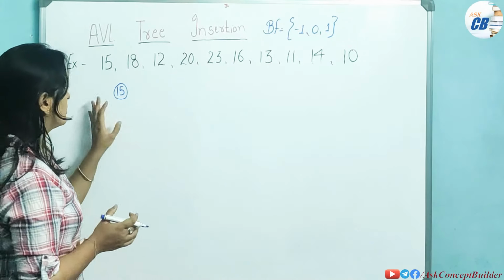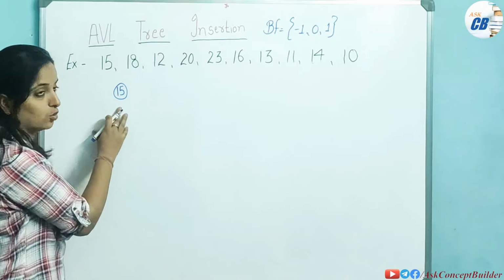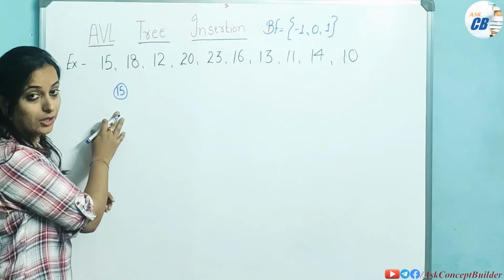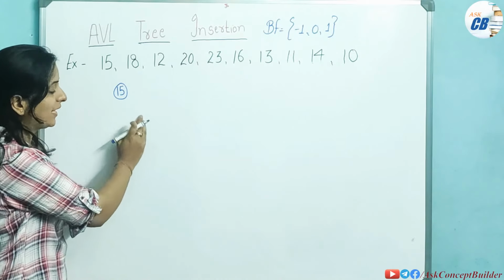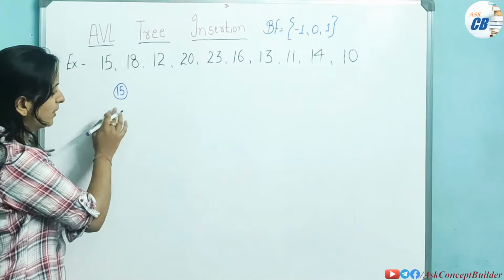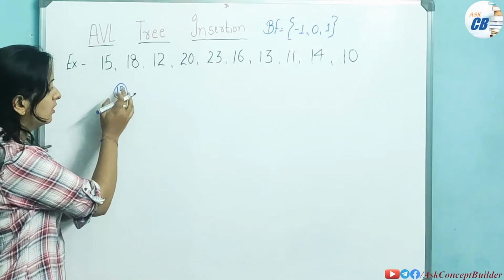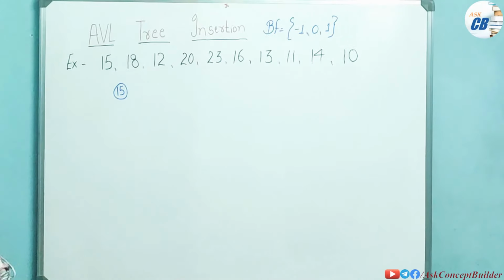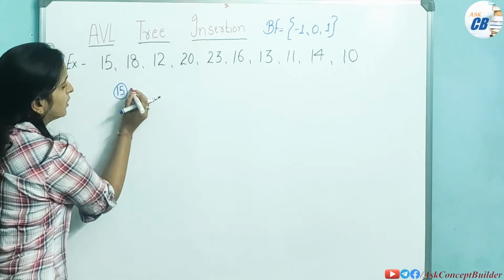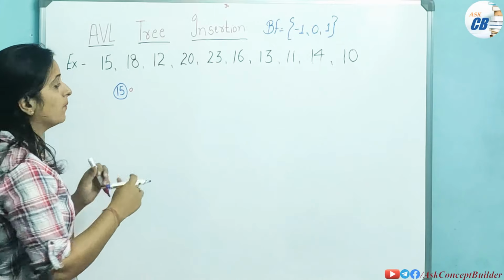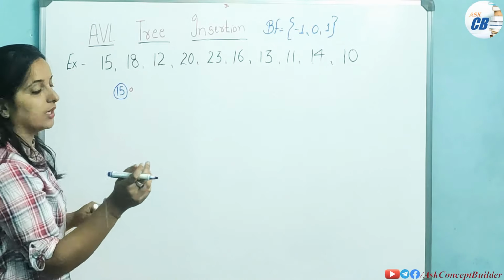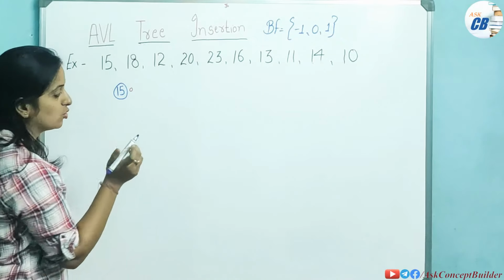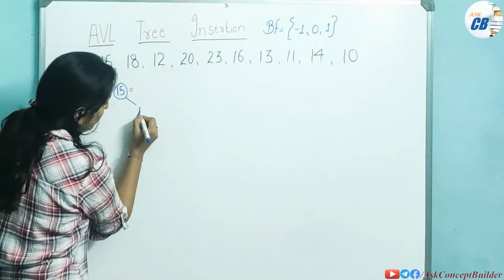First of all, we have inserted node 15. What is the balance factor for this node? Balance factor for any node is the height of left subtree minus height of right subtree, so it is 0 minus 0, because it does not have any children. So the balance factor for this node is 0, and this tree is balanced. Now we will insert the node 18. 18 is greater than 15, so 18 will come on the right of 15.